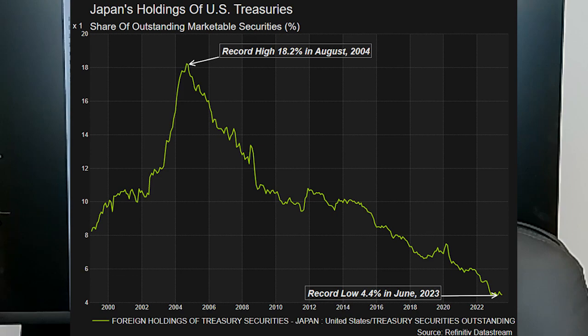Quantitative tightening has resulted in the Fed actually being a net seller of Treasury bonds. And then you've got this huge deficit, running at $1.7 to $2 trillion a year and only getting bigger. That is also going to require additional financing. So interest rates have reacted sharply, both to higher inflation and to supply-demand dynamics.